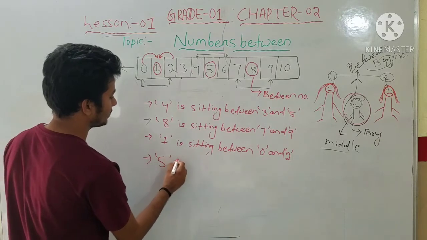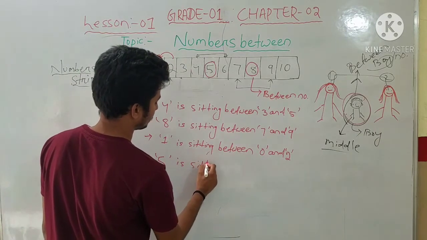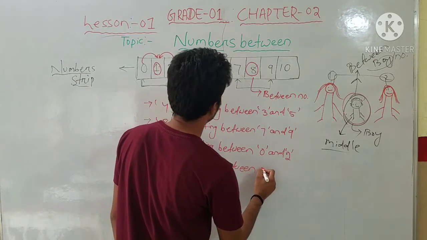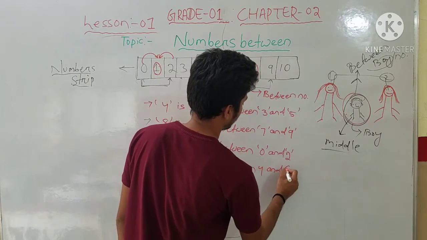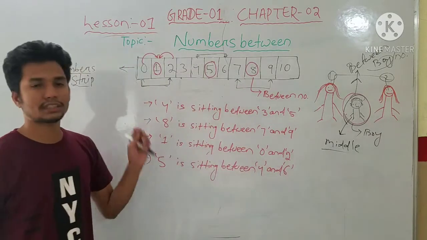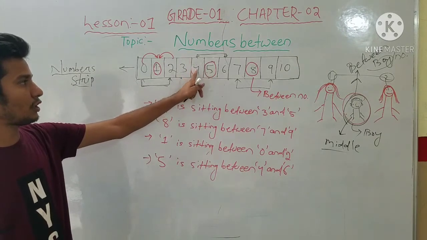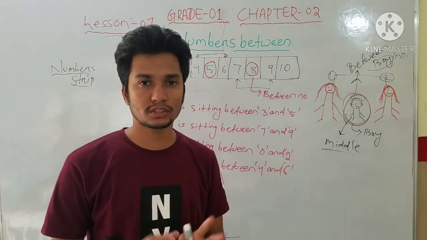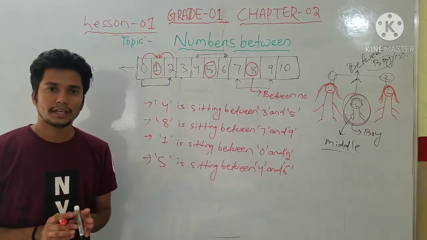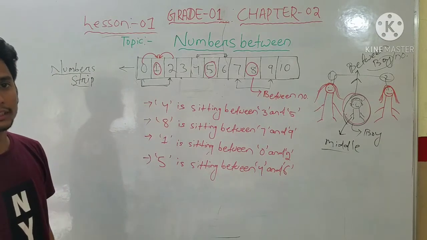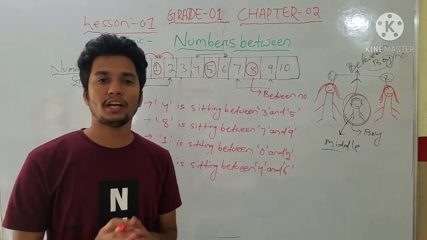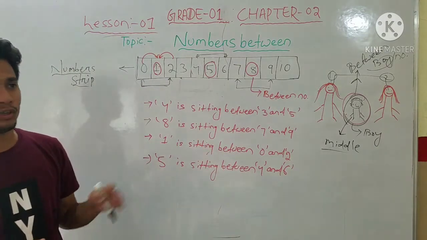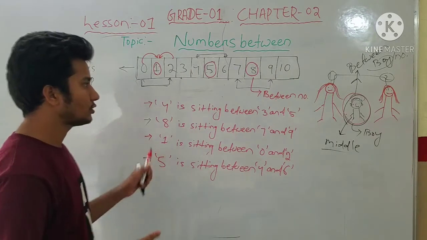So 5 is sitting between 4 and 6. Like this, students, we can write: 5 is sitting between 4 and 6. Okay. So 5 is the between number, or number between. Understood, students? Any doubt? I hope all of you understood. So like this, students, we can identify between numbers of any given numbers. Yes or no? For example, I will give you more examples now. Just see.